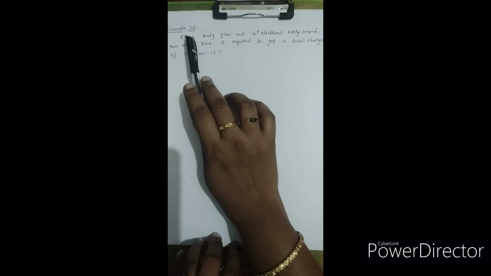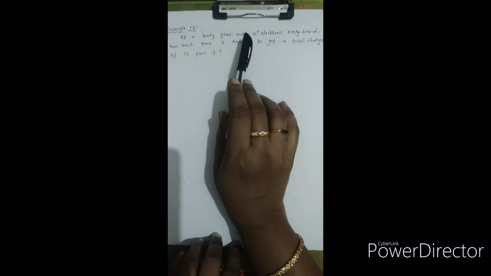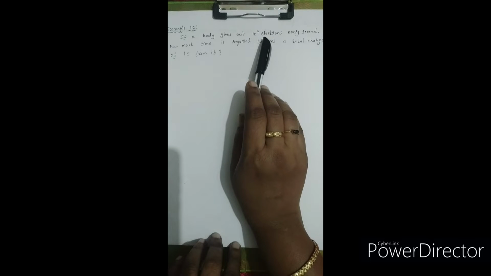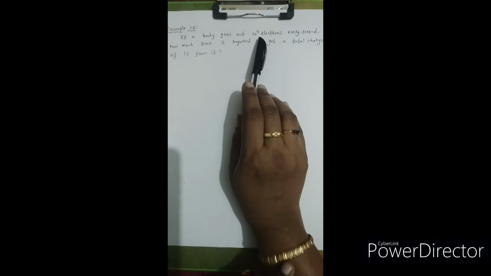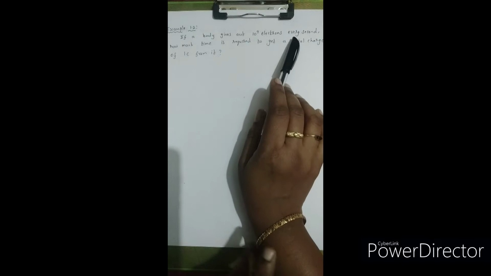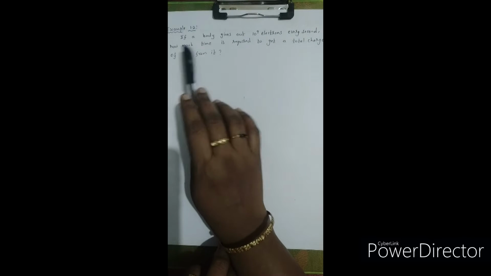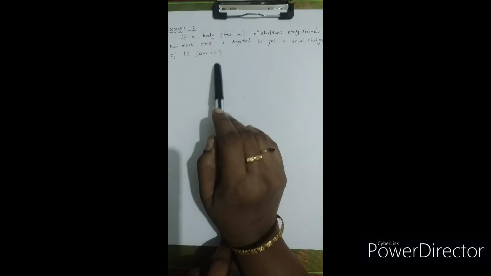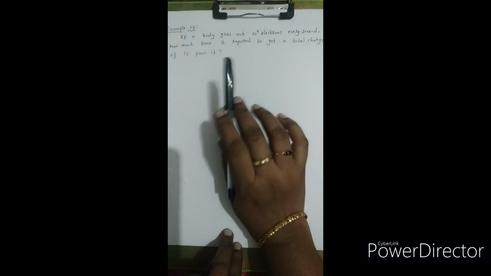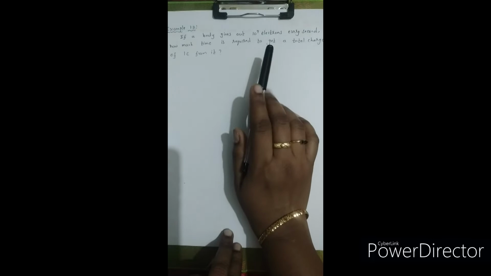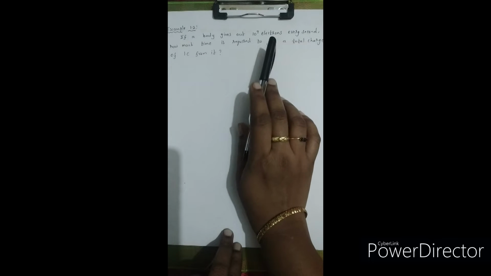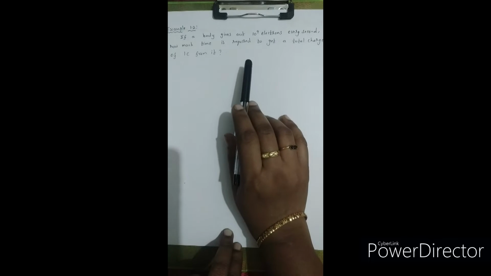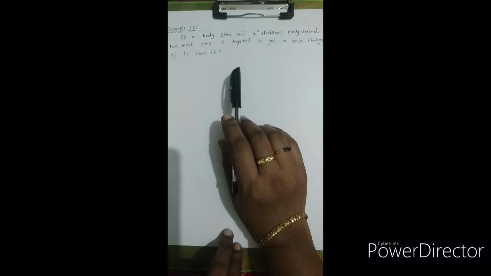Read it. If a body gives out 10 to the power of 9 electrons, so the body is giving out how many electrons? 10 to the power of 9 electrons every second. How much time is required to get a total charge of 1 coulomb from it? So a body is giving out 10 to the power of 9 electrons every second. In that case, in order to get 1 coulomb of charge from that body, how much time is required?